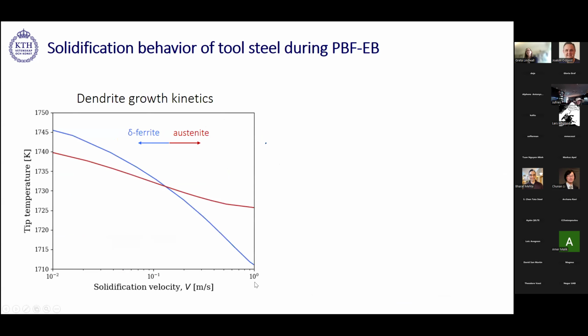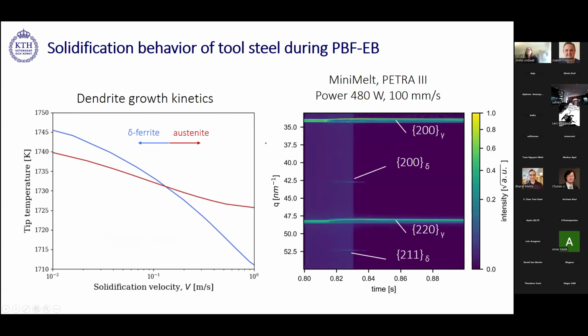saw that for the laser powder bed fusion process conditions, we expect to be in this higher solidification velocity range. But then for electron beam powder bed fusion, we know the melt pool is larger, and the solidification cooling conditions are slower. So if we look in our diffraction patterns, then we can identify delta ferrite during and after melting. So we know that delta ferrite forms and disappears.